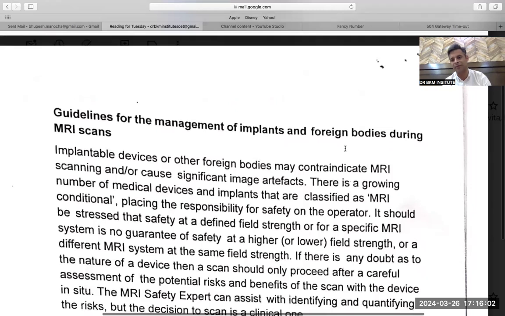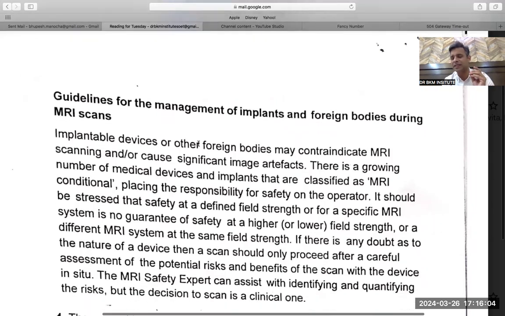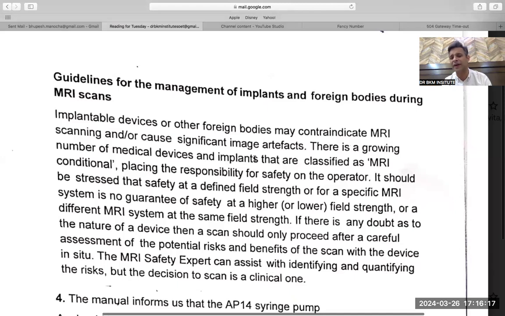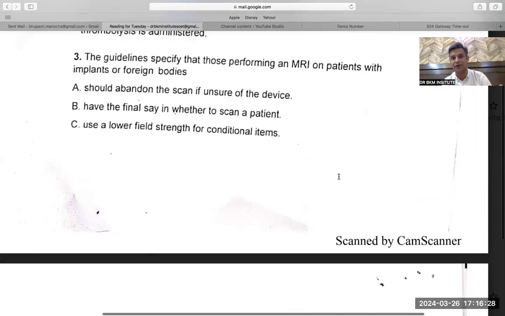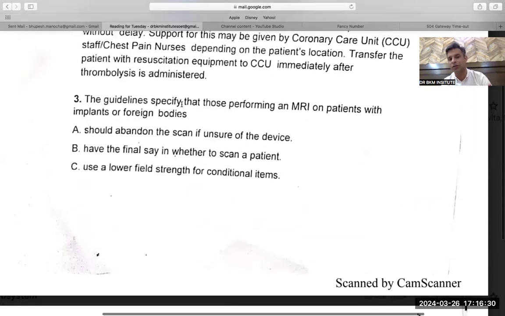Guidelines for the management of implants and implantable devices or other foreign bodies may contraindicate MRI scanning or cause significant image artifacts. Obviously, if there is any pendant, then I will not be able to take the X-ray. That is why I remove the pendant. There is a growing number of medical devices and implants that are classified as MRI conditional, placing the responsibility for safety on the operator. So the operator has the safety responsibility, and this is the word for the operator only. So the guidelines specify that the operator performing an MRI.